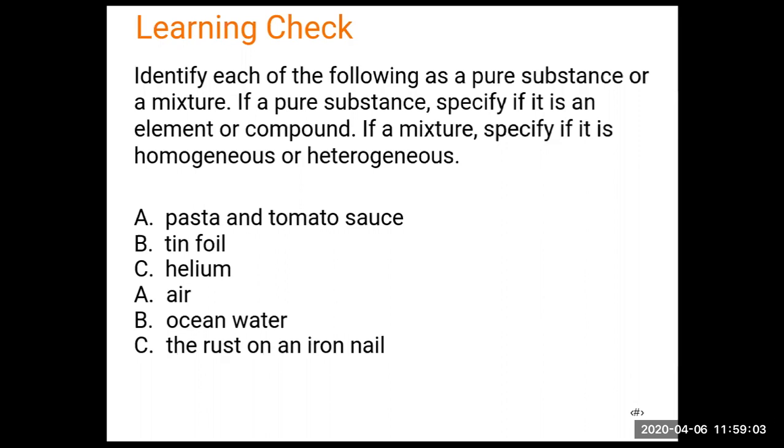So, when we have pasta and tomato sauce together, is this a mixture or a pure substance? So you can definitely tell apart the pasta from the tomato sauce, right? So that looks like a mixture. And because you can definitely tell them apart, it's a heterogeneous mixture.